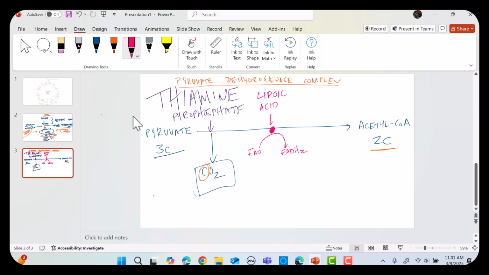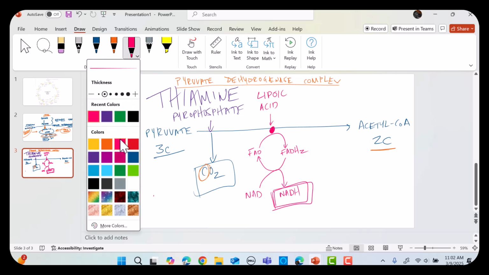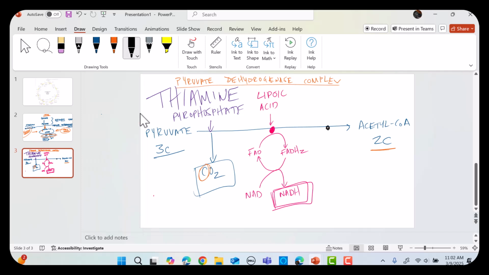But you didn't leave that FADH2 alone. You oxidized it back to FAD while you reduced NAD to NADH. So NADH is the product I actually made. Then I still have that 2-carbon intermediate now that I've oxidized.